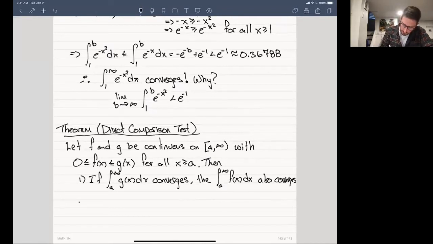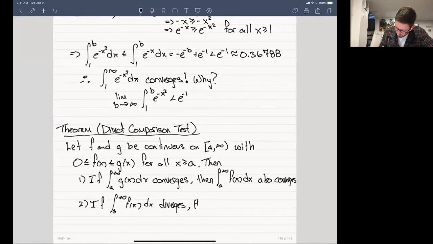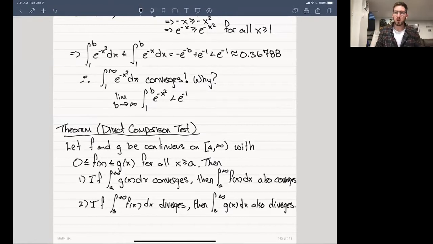Now you can do this the other way too, and you can use f of x to push up g of x to show that g of x might diverge. So you can also say, if the integral of f of x diverges, then the integral of g of x diverges too. And again, this is almost like a squeeze theorem type result, because f of x is below g of x. So f of x is going to infinity. That's pushing g of x to infinity with it.